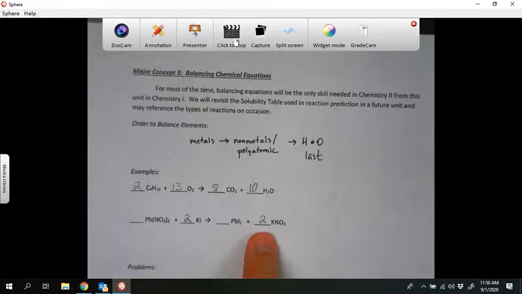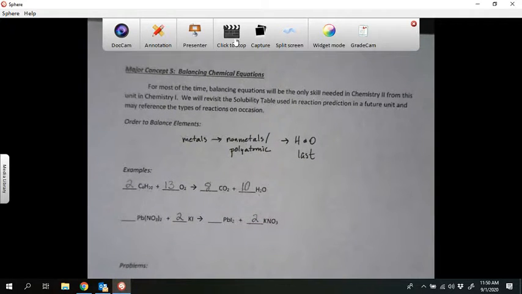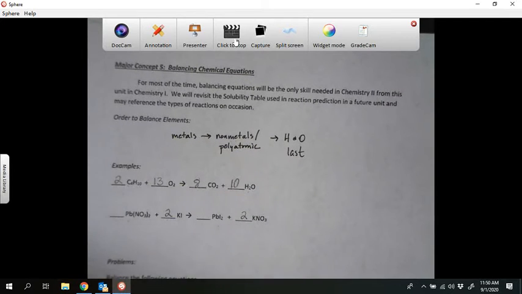And now we see that our K's, our potassiums, are balanced on both sides by doing that. And as always, you can double check these. So I have 1 Pb on each side, 2 K's, 2 I's, and 2 NO3's. You can go ahead and work on the example problems.